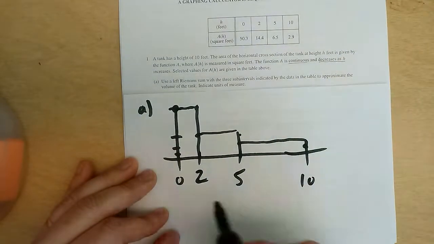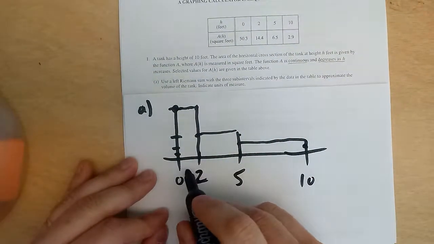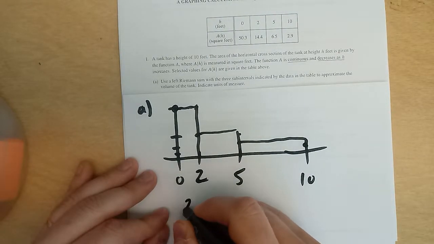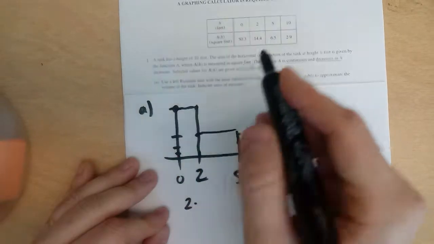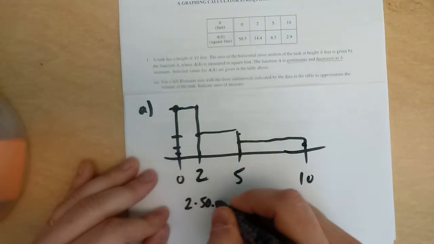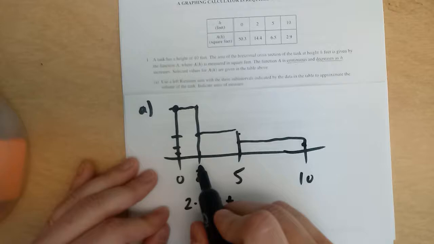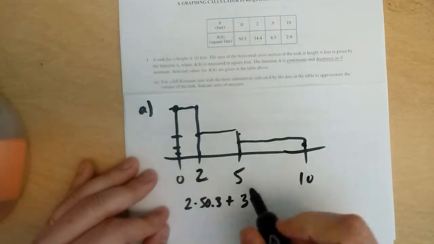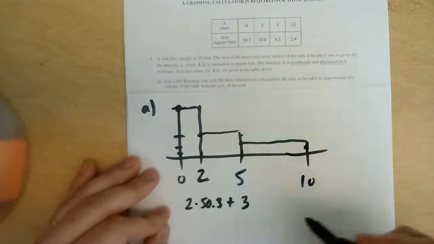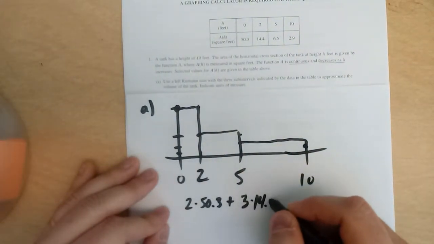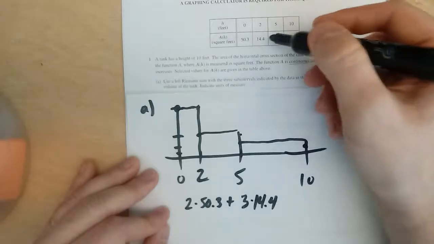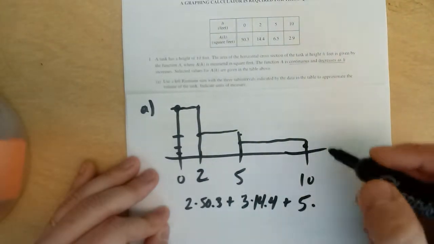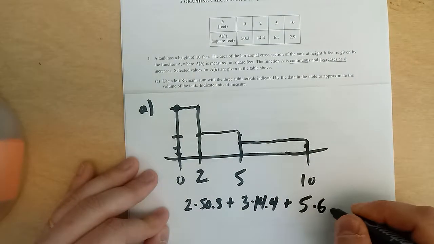Okay, so my first rectangle has a base of 2 and a height of 50.3. My second one has a base of, now check it out, it's not 2, 2, 2 each time. This one, the base is 3 and the height is 14.4. I don't know where I got the 7 from. And then the last one has a base of 5 and a height of 6.5.